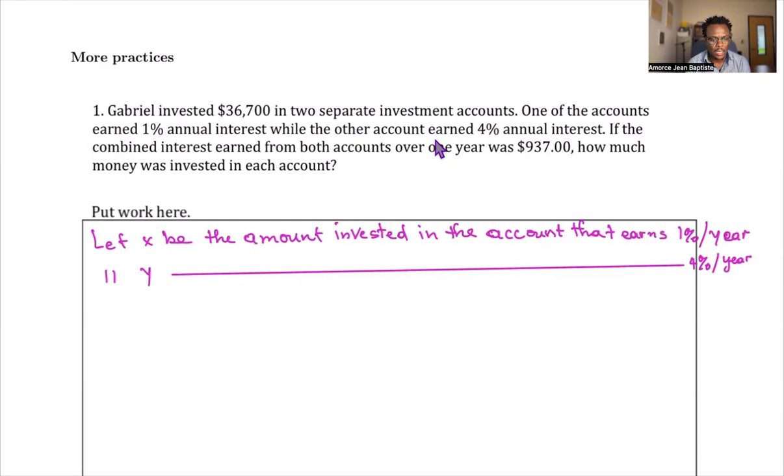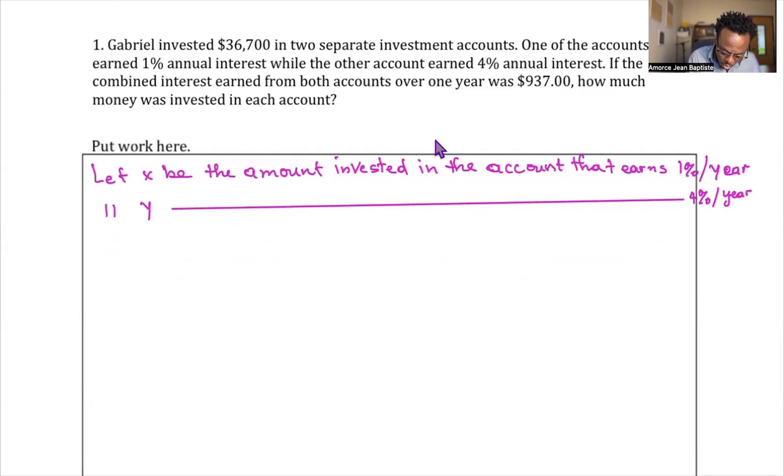Now that said, we can set up an equation because we have the total. We anticipate that X and Y are the amounts. We don't know them, but we can set up an equation because we know that the amount invested in the 1% account plus the amount invested in the 4% account combine to give me the total money. And the total money was 36,700. So I have one equation that I'm going to call the total investment.